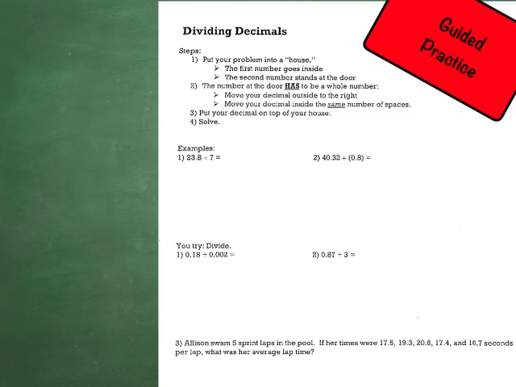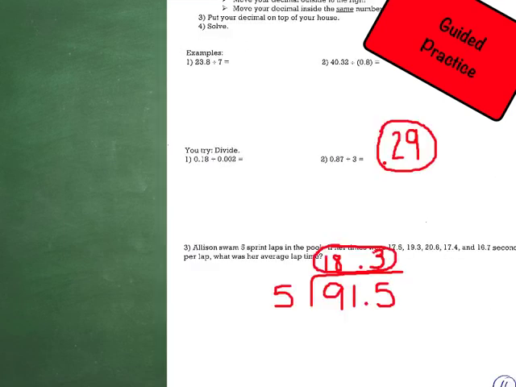Now I want you to complete the last 2 problems on your own. Please pause the video to complete the problems. When you're finished, you can play it again and you will receive the answers on the next slide. Now check your answers. The answer to number 2 is 29 hundredths. The answer to number 3 is 18 3/10.